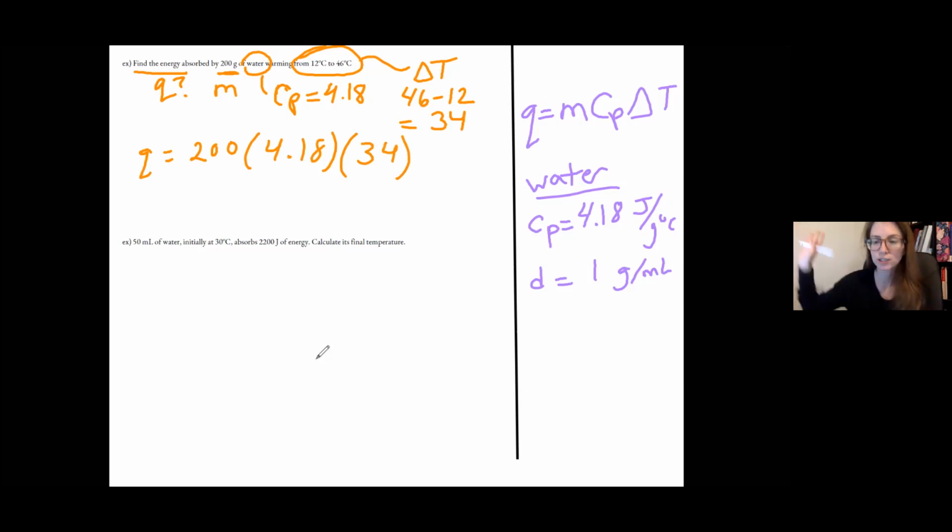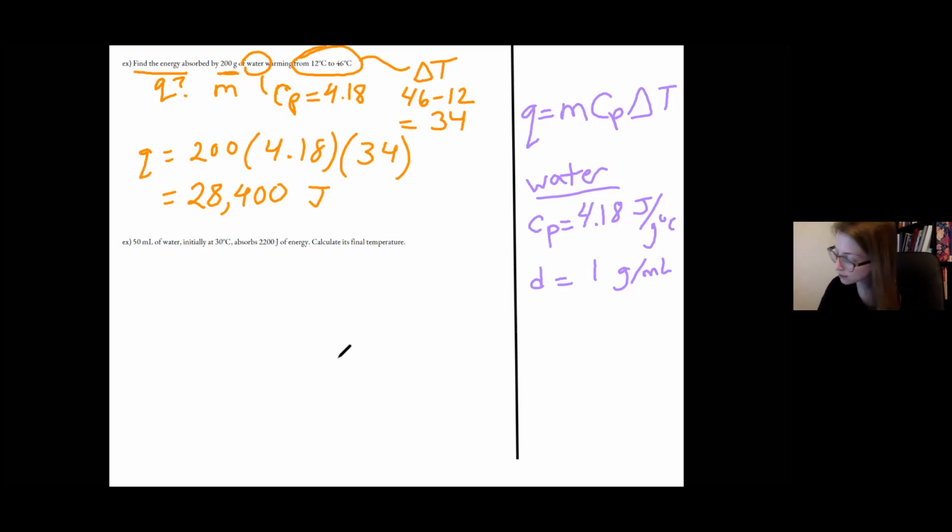I'd do that subtraction separately rather than plugging in the 46 minus 12, in case you plug in your calculator wrong because of that. Multiplying it out, 200 times 4.18 times 34 would get me 28,400. And you need to know that that's in joules. How do I know it's in joules?